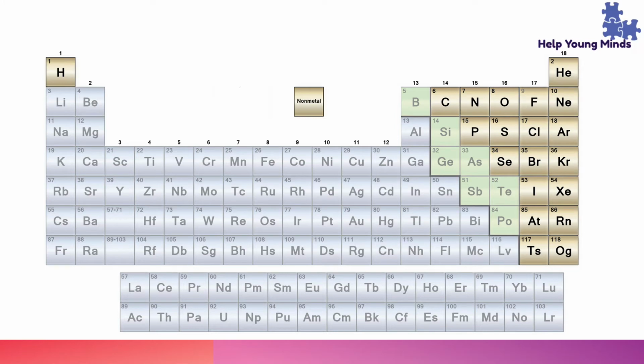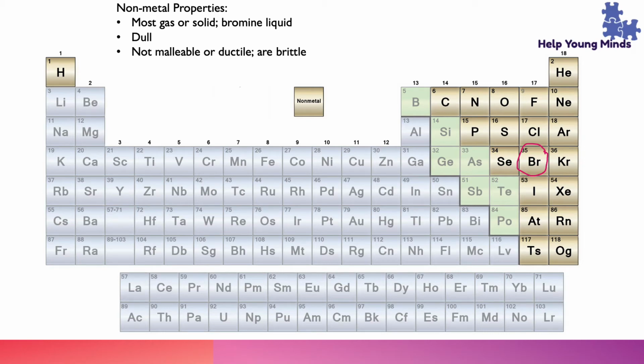The next group that we're going to talk about are the nonmetals, and in this periodic table, they're shown in that bronzy golden color. They're usually gas or solid at standard temperature and pressure, other than bromine, which I have circled in red, which tends to be a liquid at standard temperature and pressure. They're also very dull compared to metals, which are shiny. And they're not very malleable or ductile. Instead, we say that they're brittle, which means that they crumble or break apart really easily. And they also don't conduct heat and electricity.